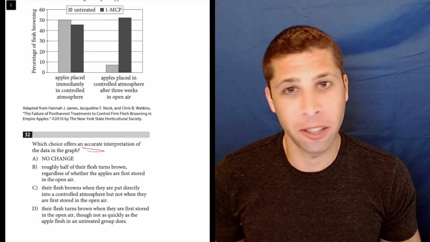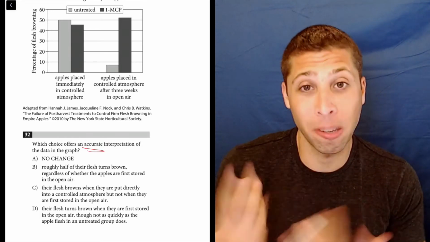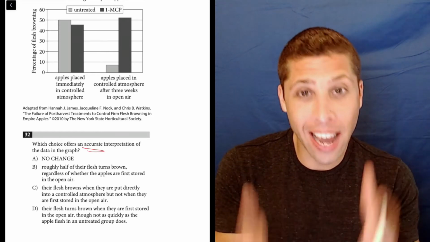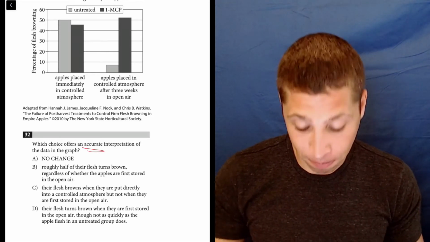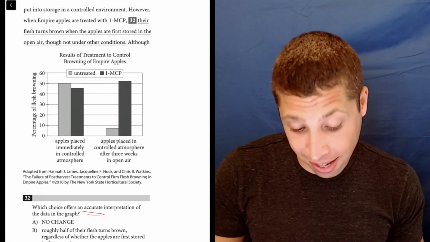I'm not interested in the passage. I'm not interested in how 1-MCP works. I'm not supposed to think about those things. The data, the numbers are what we're being tested on. So let's take a look. What does this sentence say? We do need to kind of use the passage to get the sentence.